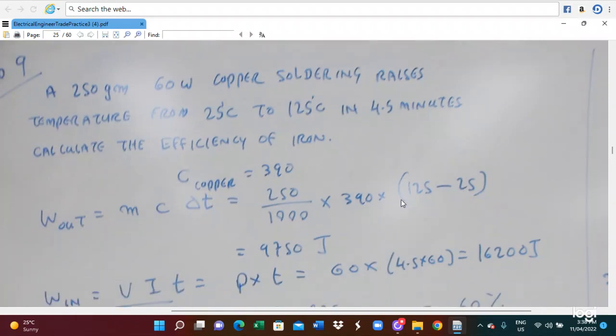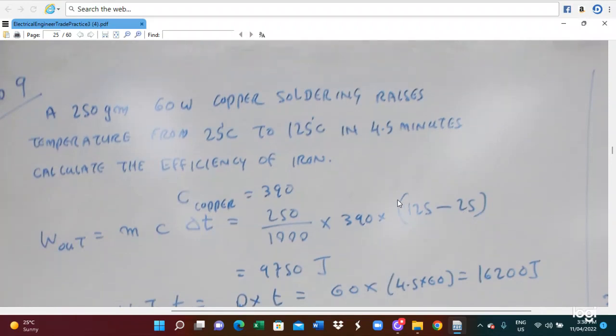The next one is a 250 gram, 60 watt copper soldering iron, which raises the temperature from 25 degrees centigrade to 125 degrees centigrade in 4 by 5 minutes. We need to calculate the efficiency of the iron.